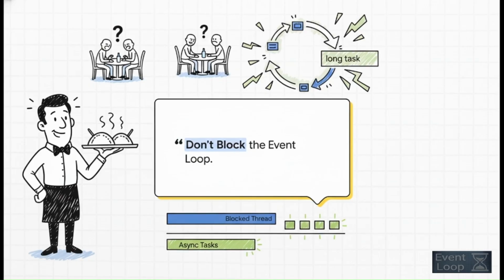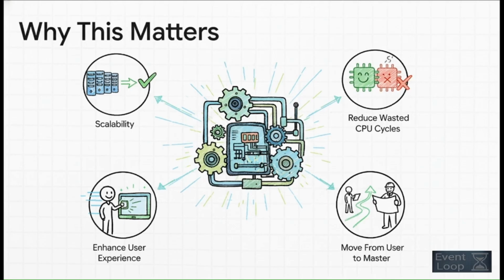Any slow, heavy code you write on that main thread is like our super waiter stopping to chat for 20 minutes with one table while the entire restaurant is on fire. It just brings everything to a dead stop. Learning this flow has huge benefits. Your app handles way more traffic. You stop wasting your computer's power and your users get a much faster experience. Honestly, this knowledge is what separates developers who just use Node.js from those who can build truly powerful systems.